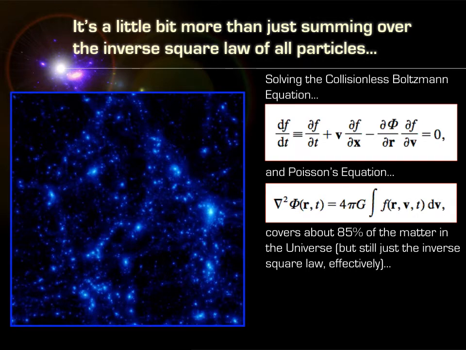It doesn't care about electromagnetism, doesn't care about the strong force, weak force. It's just gravity. And so the fact that 85% of the matter in the universe only cares about the inverse square law of gravity, it's probably not shocking that models do actually, with nothing else other than that inverse square law, you can actually get things that look like our universe.